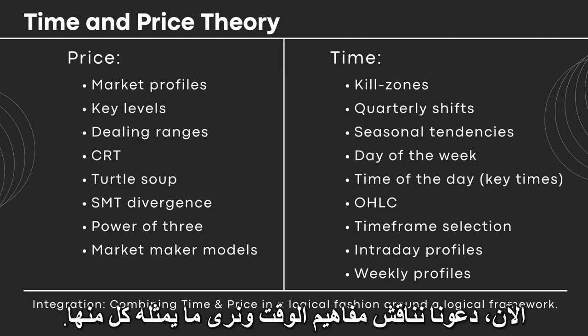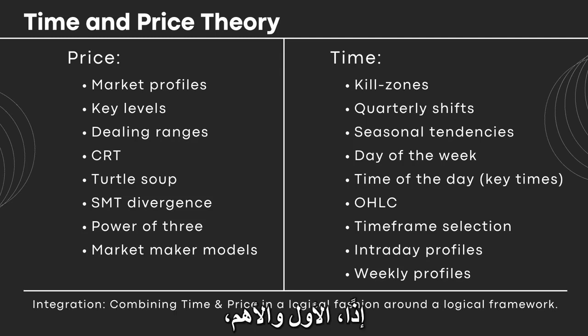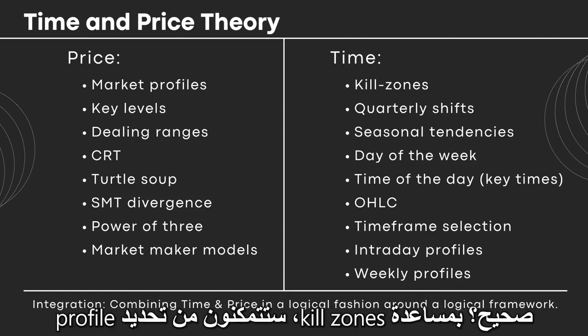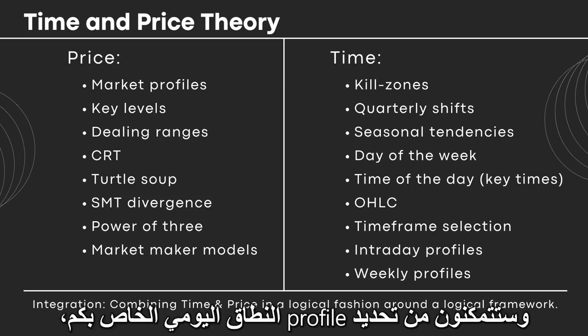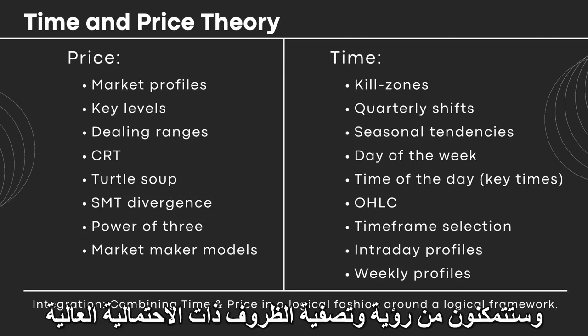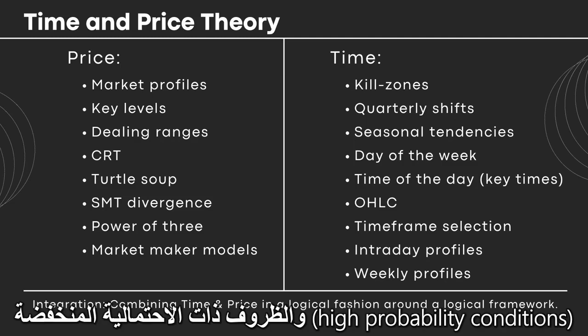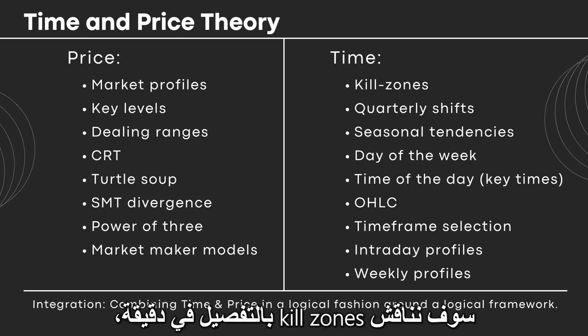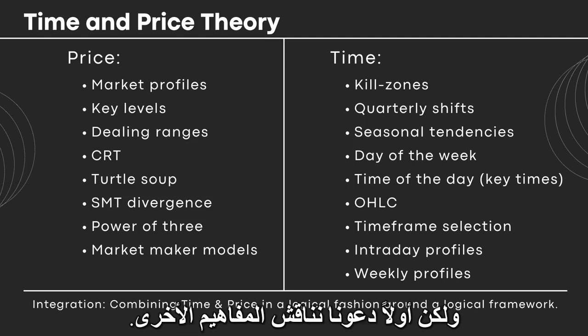Now let's discuss the time concepts and see what each one of them represents. So the first and foremost important concept when it comes to time is kill zones, right? Kill zones are specific and key times of the day, each having their own characteristic. With the help of kill zones, you'll be able to profile the intraday daily range, and you'll be able to filter out high probability conditions and low probability conditions, and most importantly you'll be able to time the markets accurately, right? We will discuss kill zones in detail in a minute, but first let's discuss the other ones briefly.